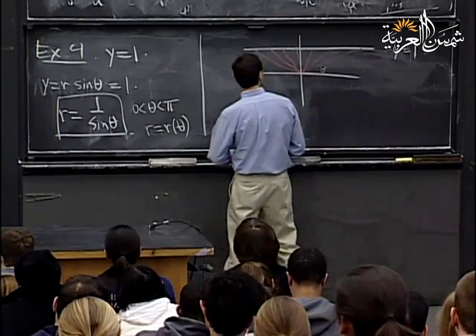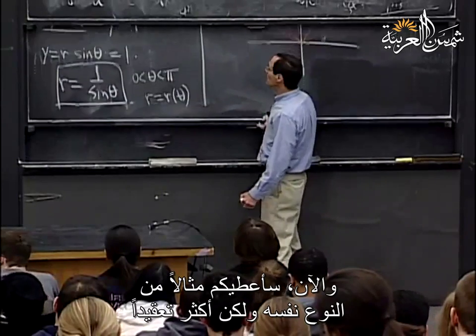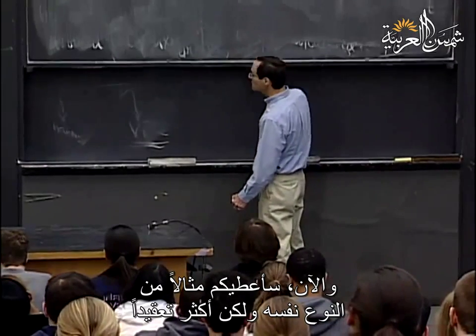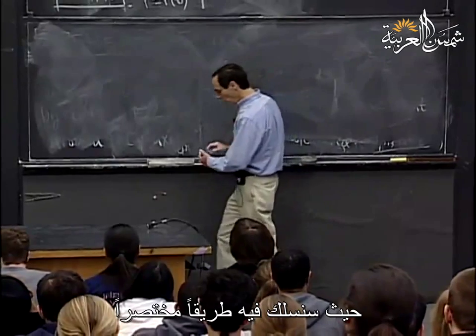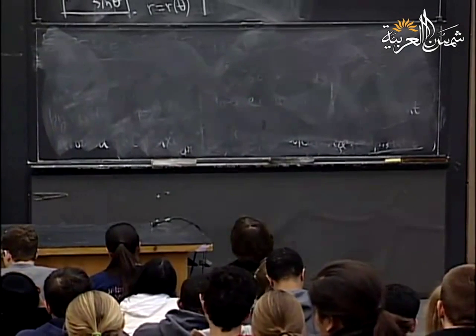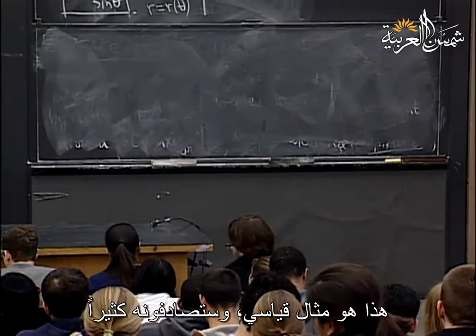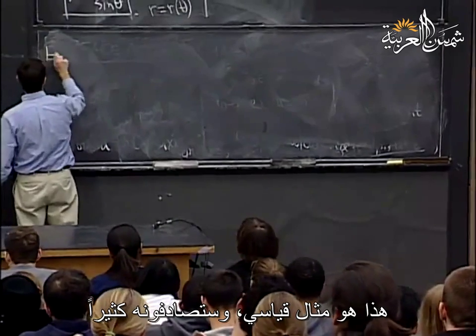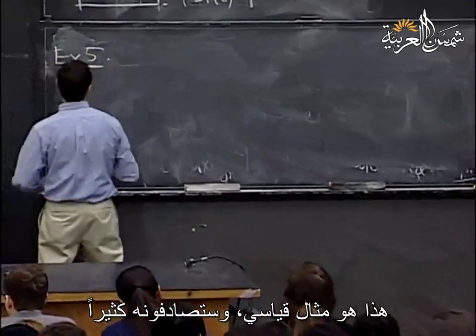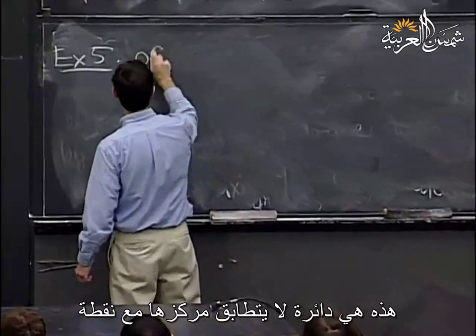All right. So now let me give you a slightly more complicated example of the same type, where we use a shortcut. This is a standard example, and it comes up a lot. And so this is an off-center circle.